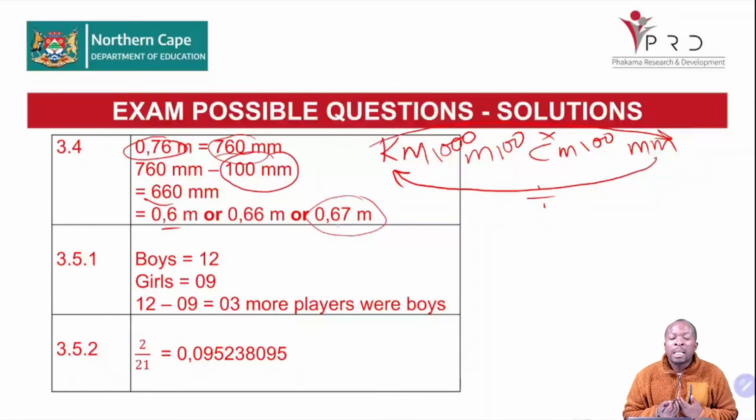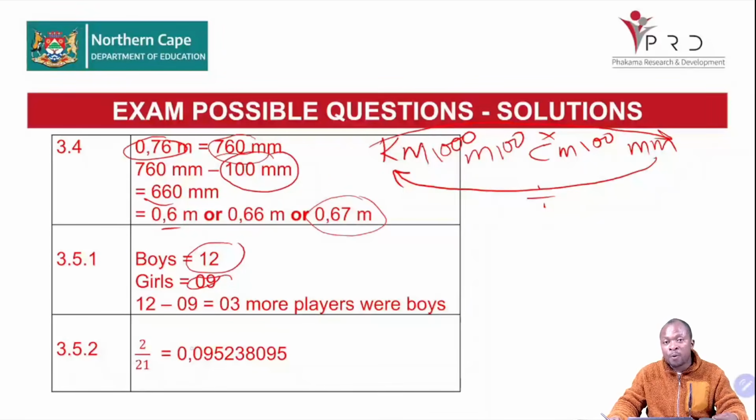Now, they were asking us to find out how many more boys than girls were there. So we had to put a total. The boys are 12. You add from 9A, 9B, 9C. Then you add all the girls, they are 9. So how many more boys? What we do now, we say 12 minus 9. It means there are 3 more boy players. I hope you understand how to respond to that question.